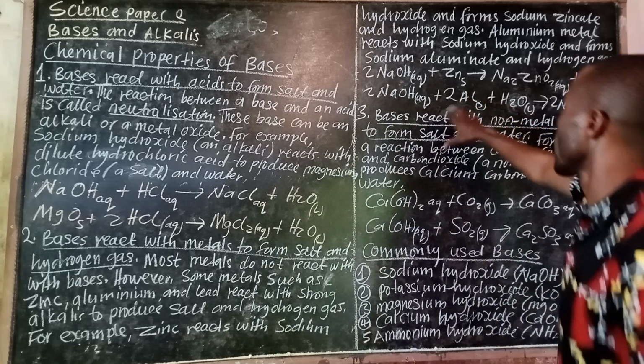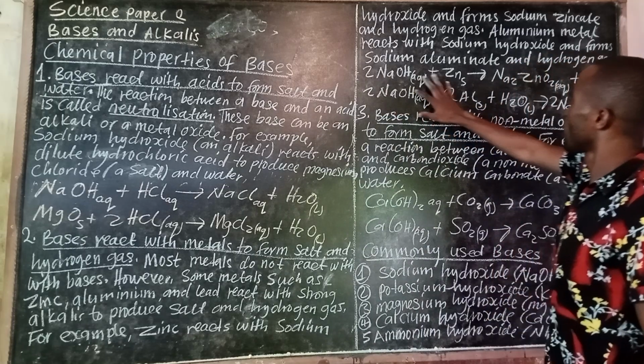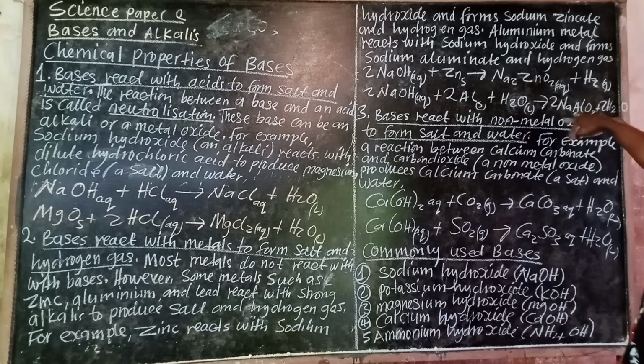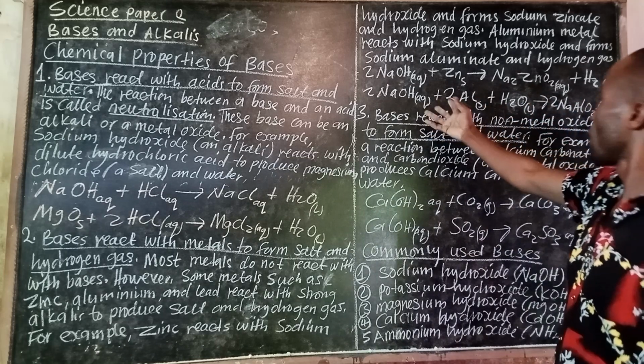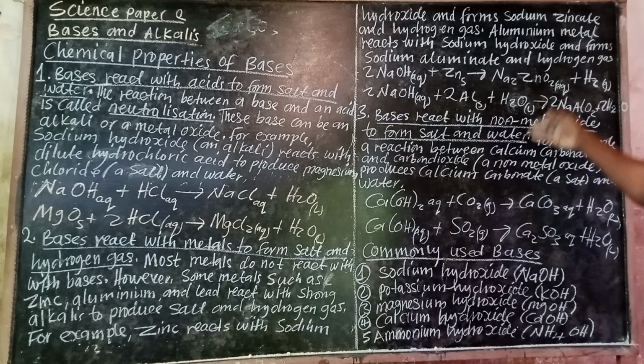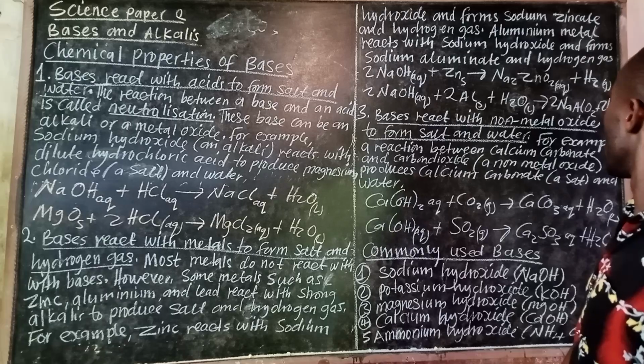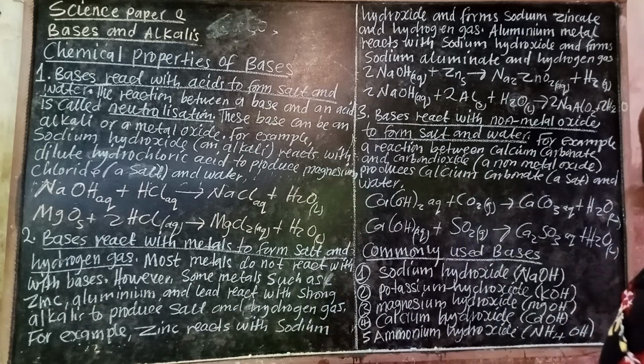So these are the chemical equations. Sodium hydroxide plus zinc, they form sodium zincate plus hydrogen. Then we have sodium hydroxide reacts with aluminium, they form sodium aluminate plus hydrogen.